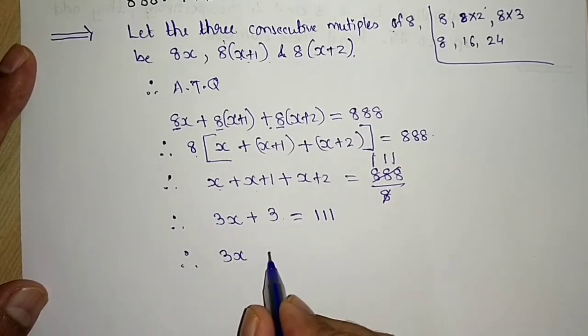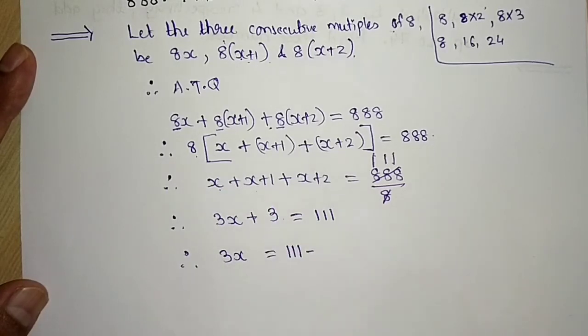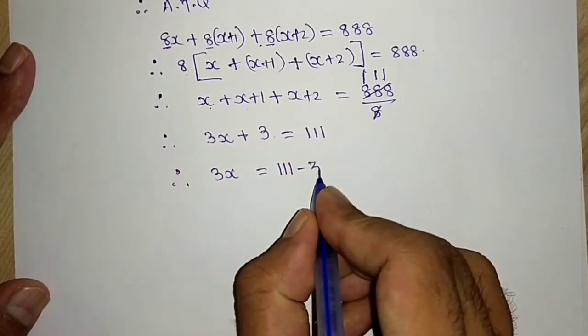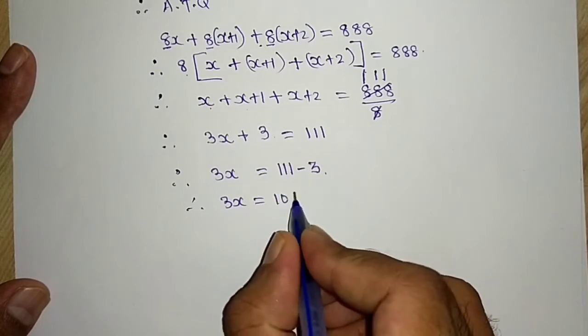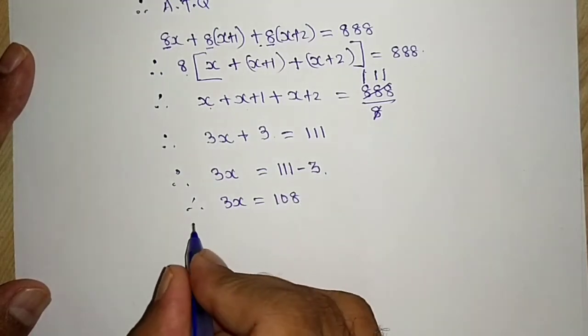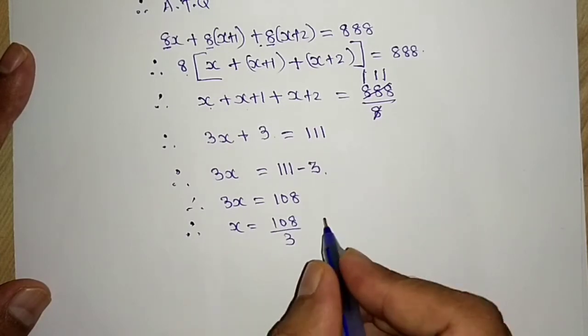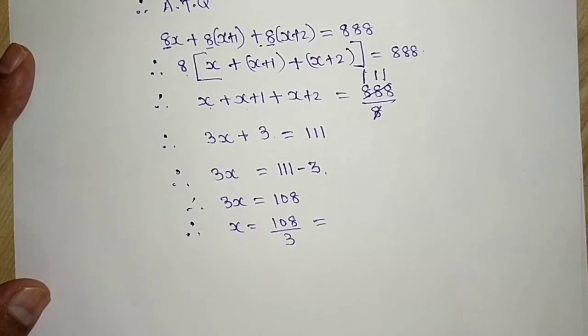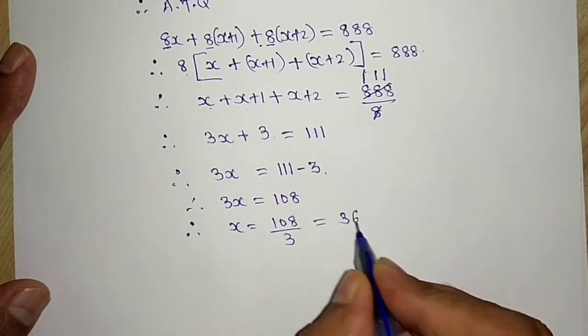Now students, 3x is equal to 111. This plus 3 will go to that side and become minus 3. Therefore, 3x is equal to 108. Therefore, x is equal to 108 divided by 3. Now students, we are dividing 108 by 3. We will get the answer as 3 3s are 9, 1 will carry up, and 3 6s are 18.